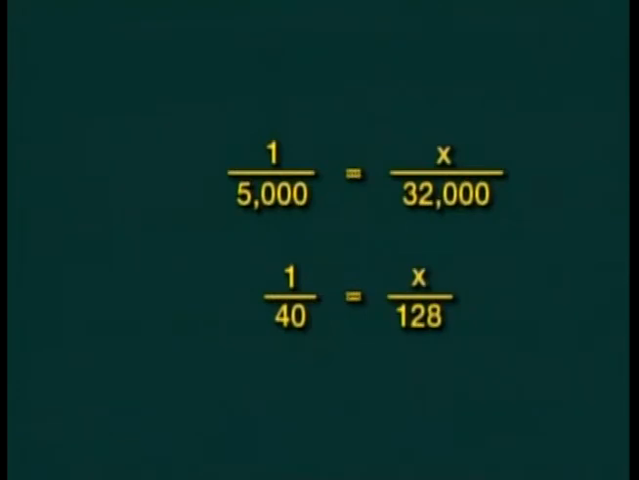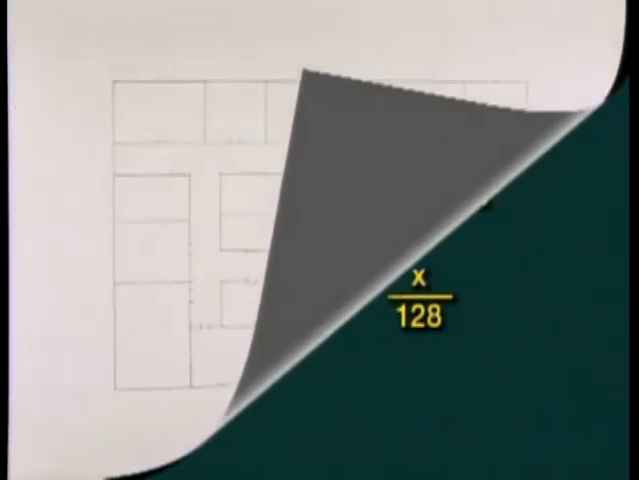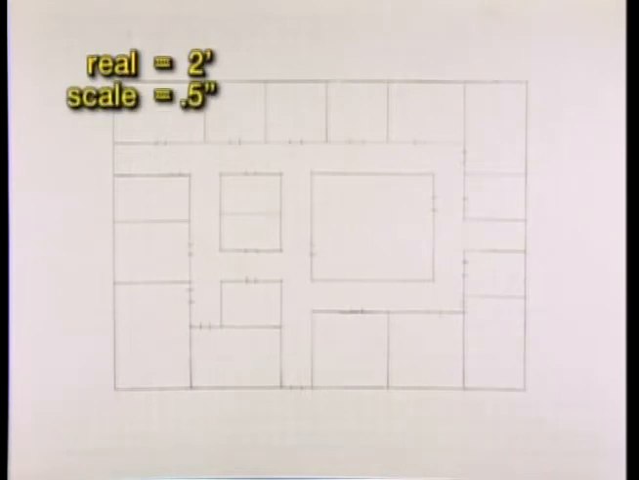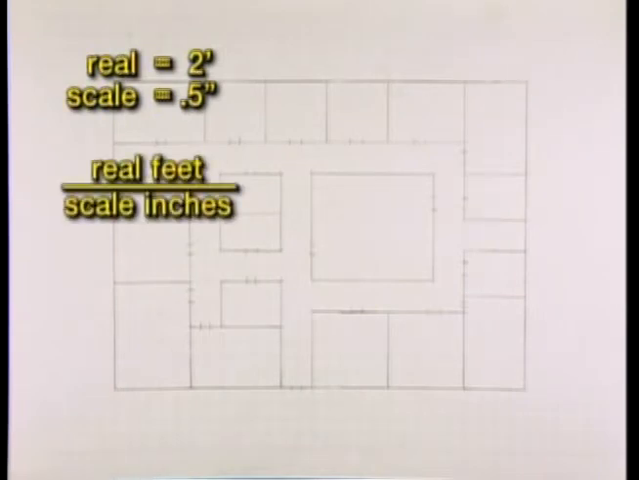Next, let's see how we can take some shortcuts in solving proportion problems. Suppose you're looking at the scale drawing of a building. 2 feet of real length in the building is represented by 1/2 inch on the drawing. To look at the sizes of things in the building, we'll use the ratio of the building's real size measured in feet to the drawing scale size measured in inches. On this drawing, the ratio is 2/0.5.